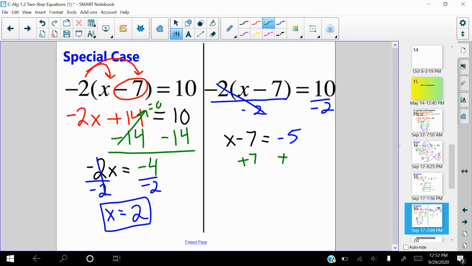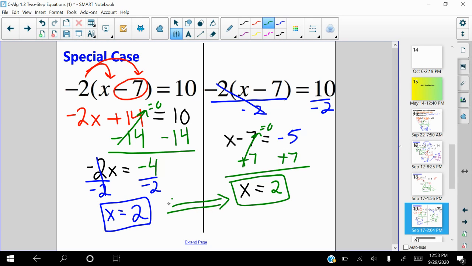I want to add 7 to both sides. They cancel out and go to 0. And now we're left with x is equal to -5 plus 7, which should be 2. Which guess what? It's the same value.